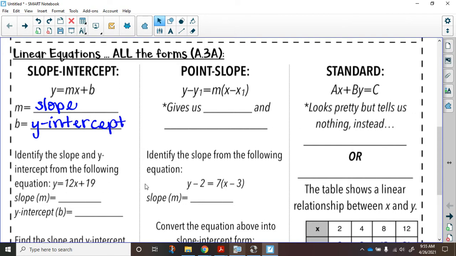Looking below, it says identify the slope and y-intercept of the following equation. Your slope is always attached to x. Again, always attached to x. So my slope for this equation is 12, and your y-intercept is always at the end, so it is 19.